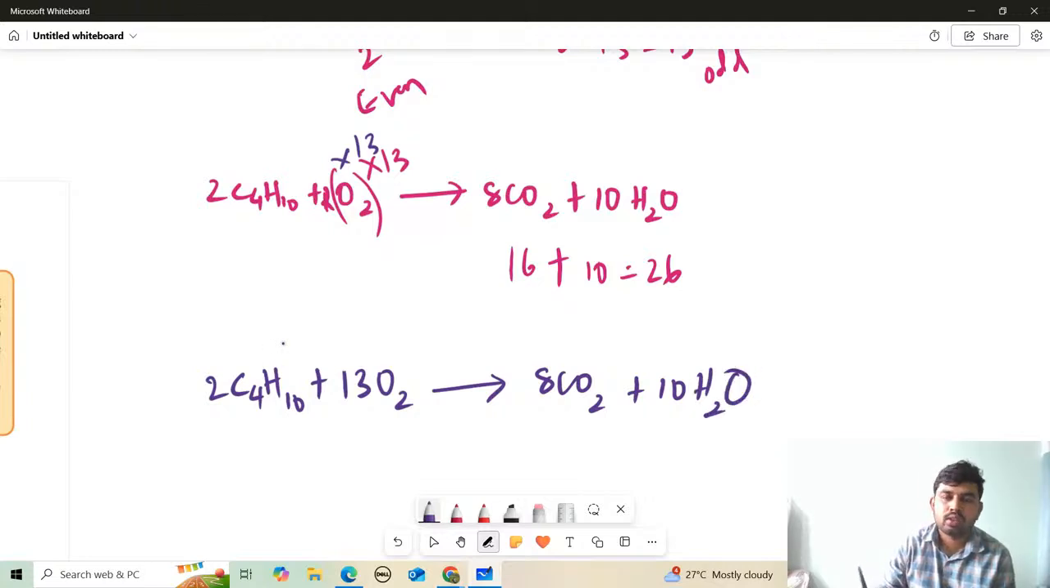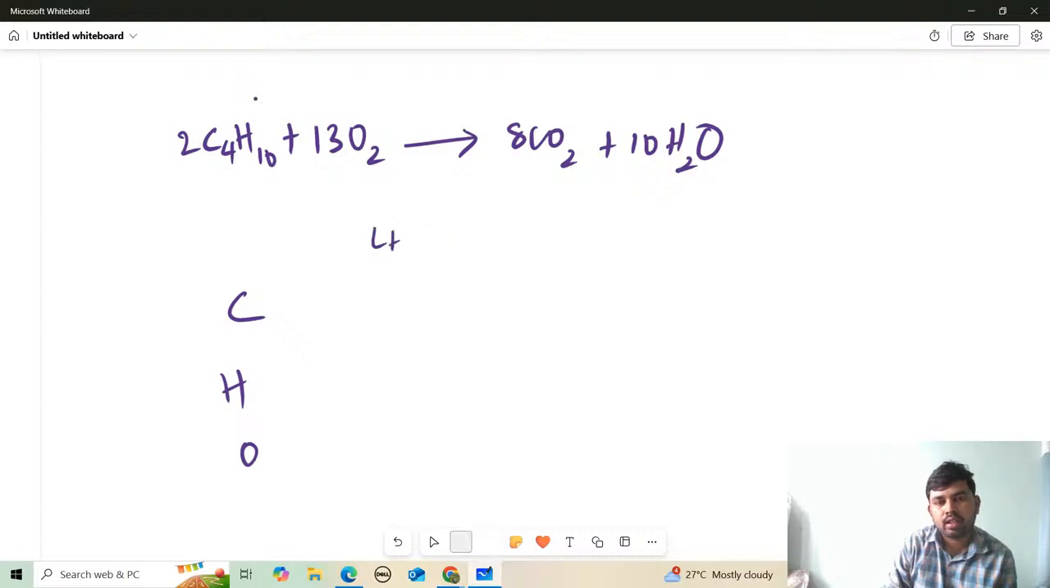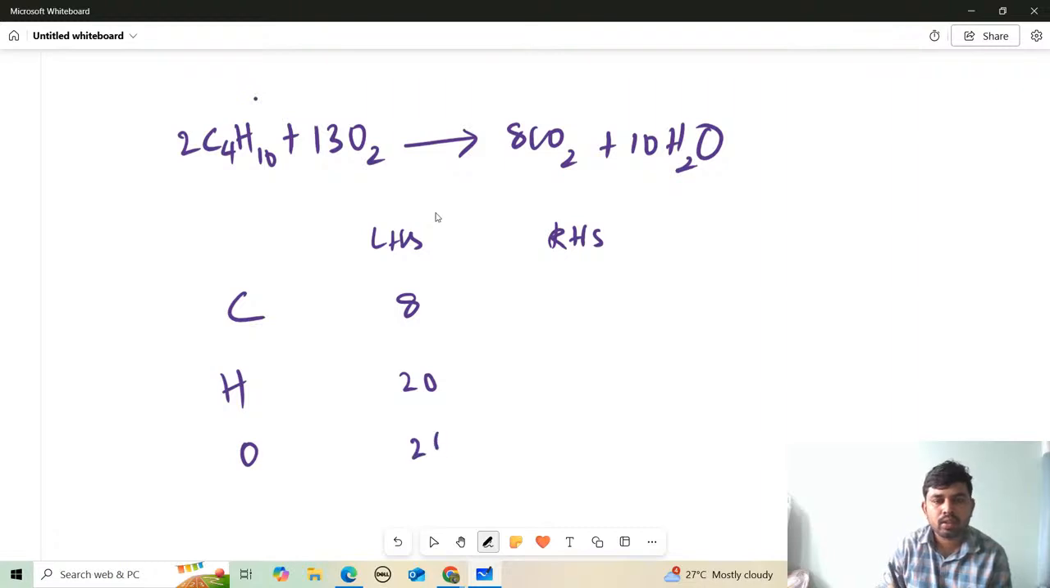You can see here how to calculate. How many carbons are there? Carbon, hydrogen, and oxygen. On the left hand side, how many are there, and on the right hand side, you see. On the left hand side, how many carbons? 2 into 4, 8 carbons are there. 2 into 10, 20 hydrogens are there. 13 into 2, 26 oxygens are there.